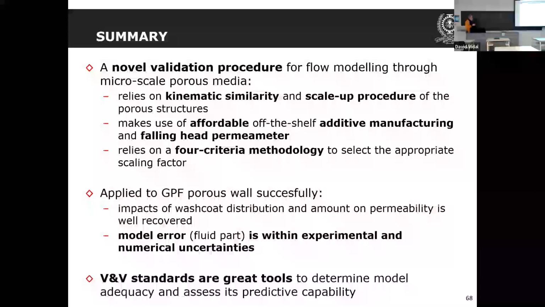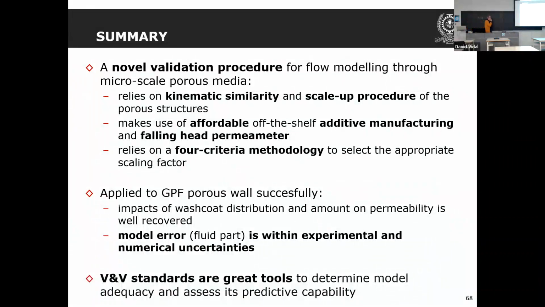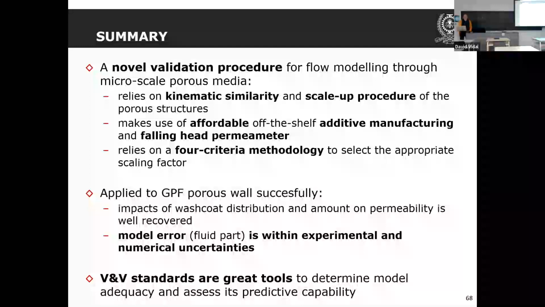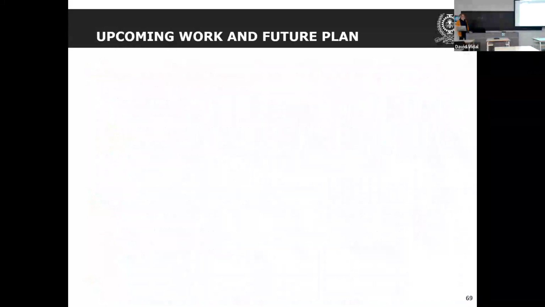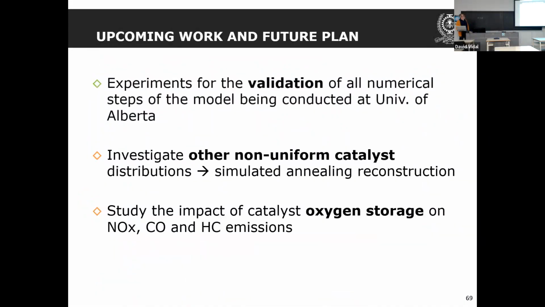And I think I have convinced you that V and V standards are great tools to determine model adequacy and assess its predictive capability. I didn't have time to talk about predictive capability, but if you are interested, there is again a course given on verification and validation, and I invite you to take this course next year if you're interested. Okay. So I'm going to stop here.